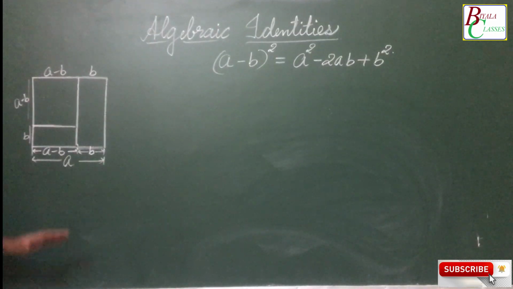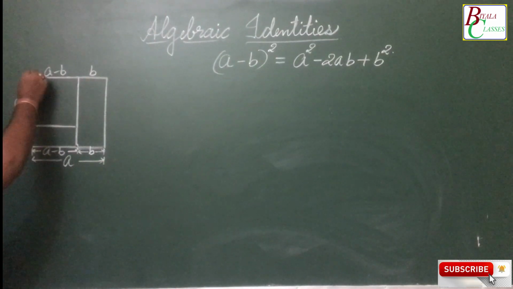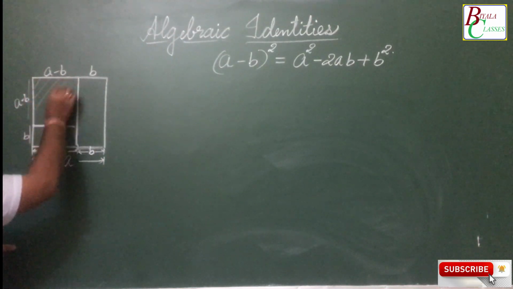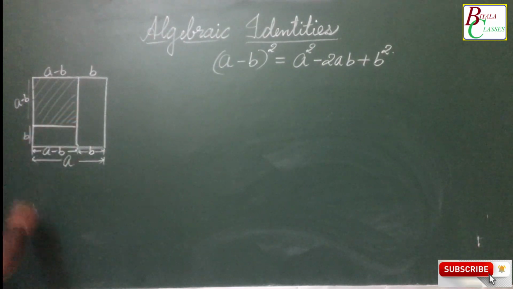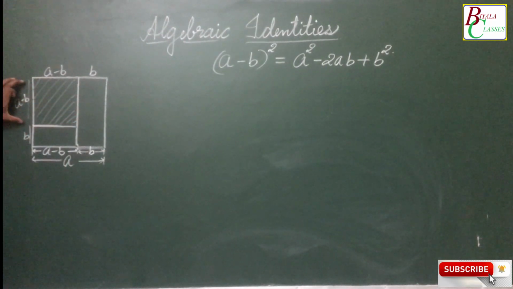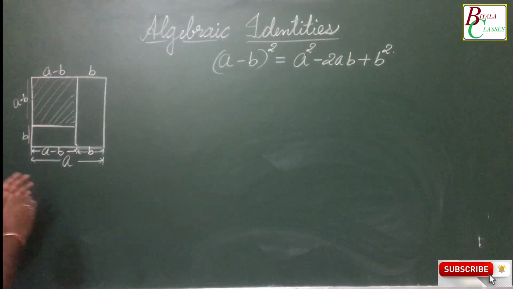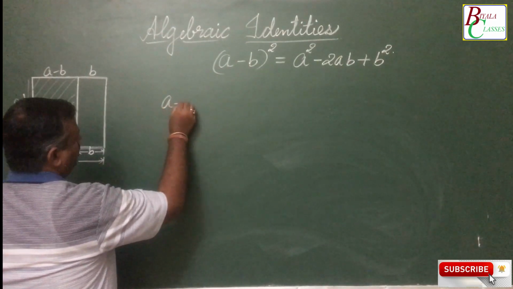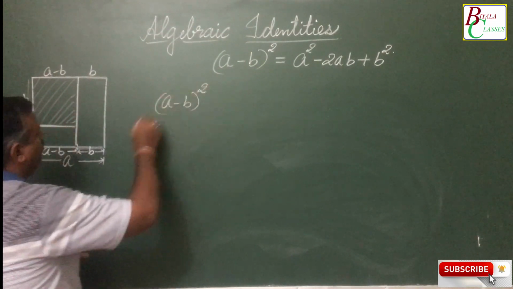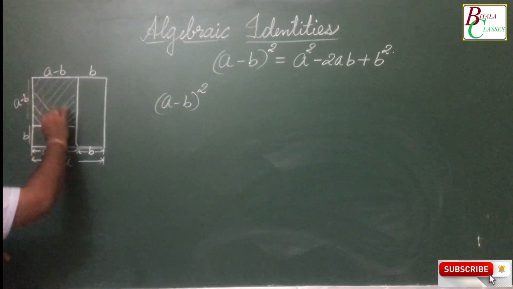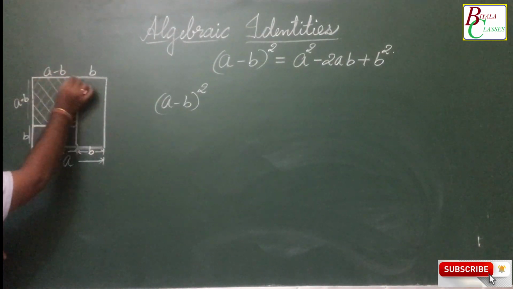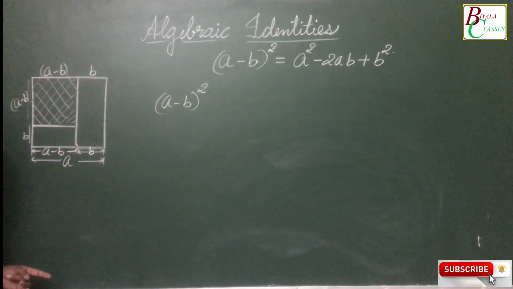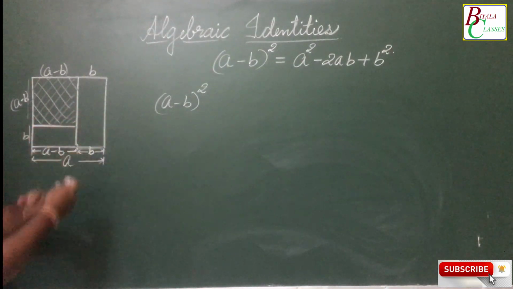Now here we have divided it into four parts, taking this as a minus b and a minus b. So it is a square now. This represents a square whose side is a minus b. Now the area of this part, that is (a minus b) whole squared, the one which I have shaded, is a square whose side is a minus b. So the area will be equal to (a minus b) whole squared, because the area of a square is side squared.